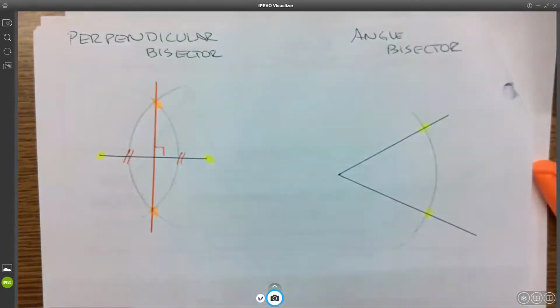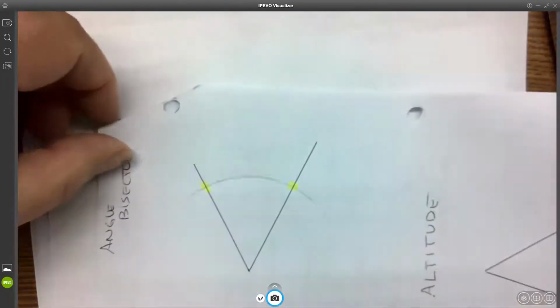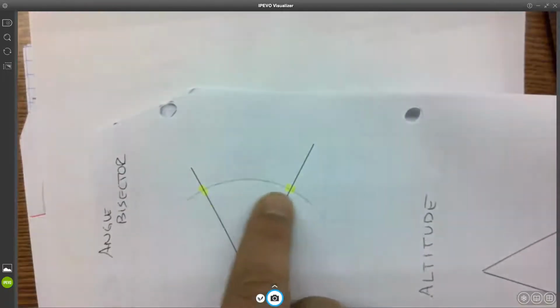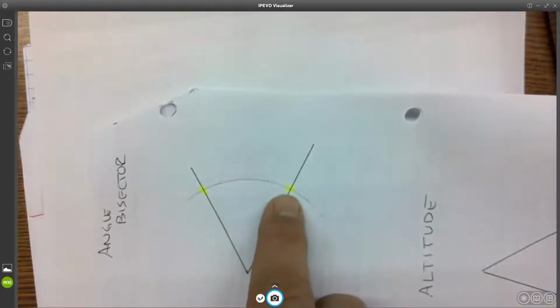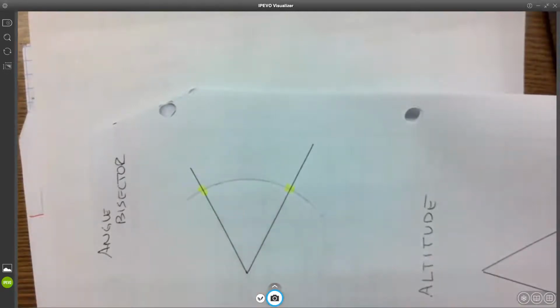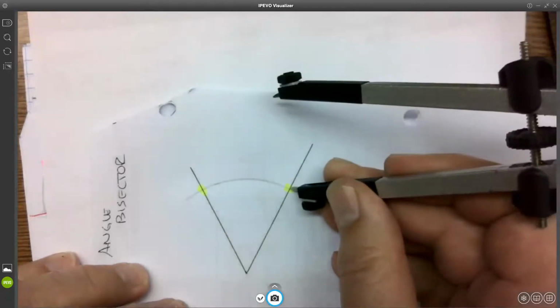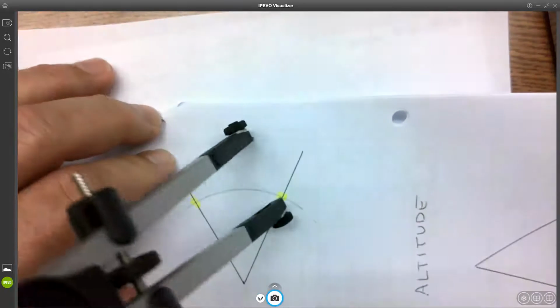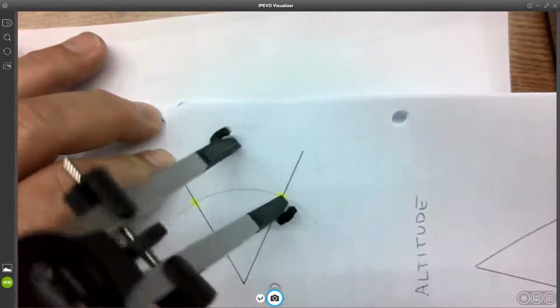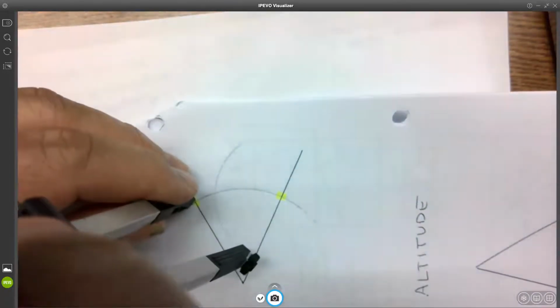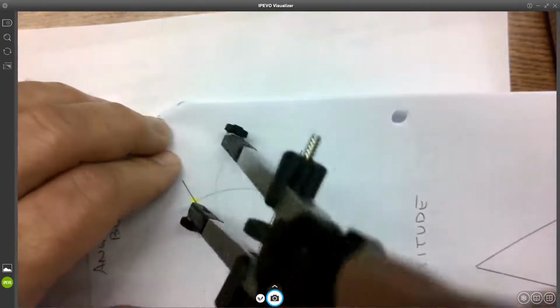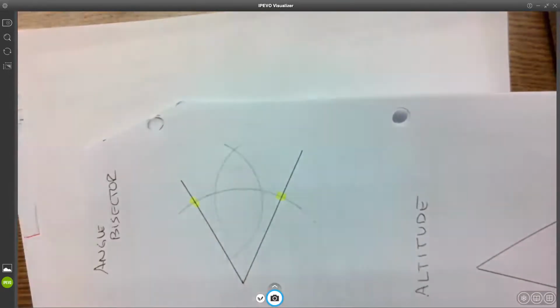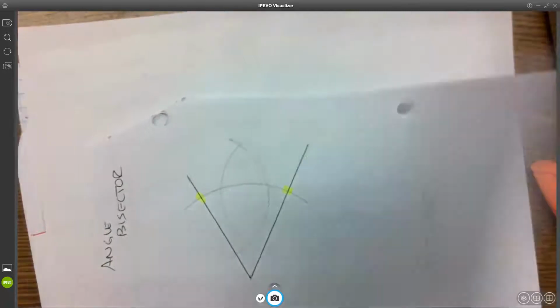Now what I'm going to do is basically turn this and treat this like the segment we just did. I'm going to make a perpendicular bisector between these 2 points. So I'm going to go more than halfway, make an arc, carry that same length to the other side, and there's my football.